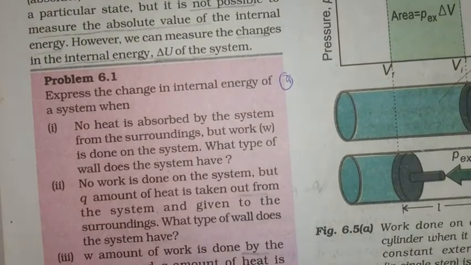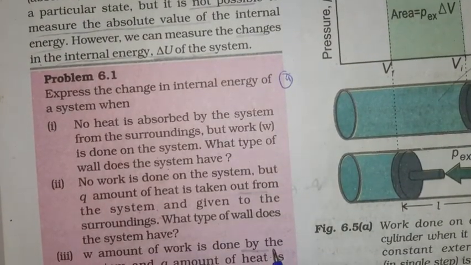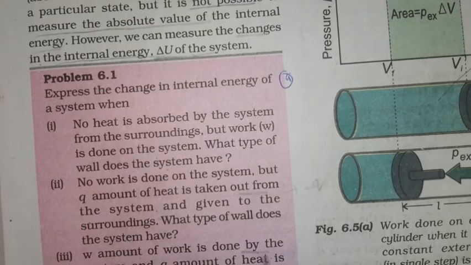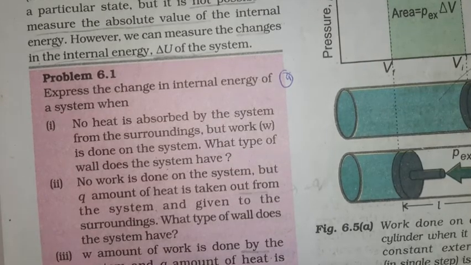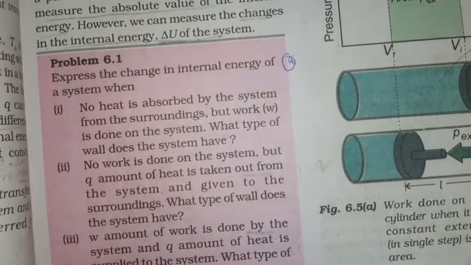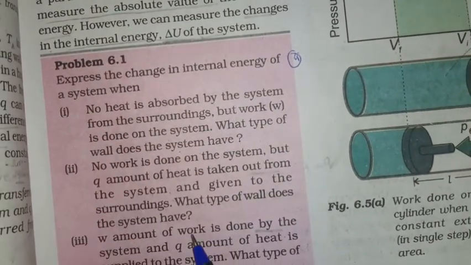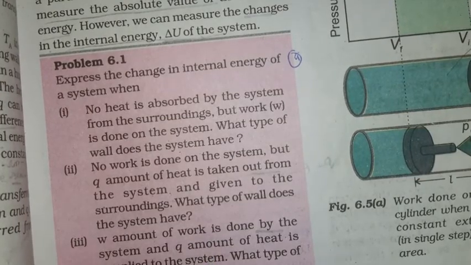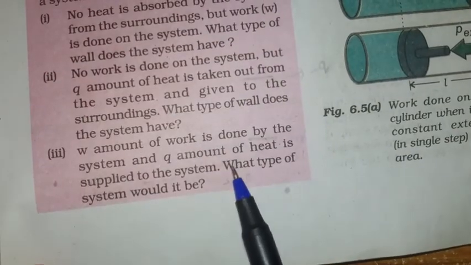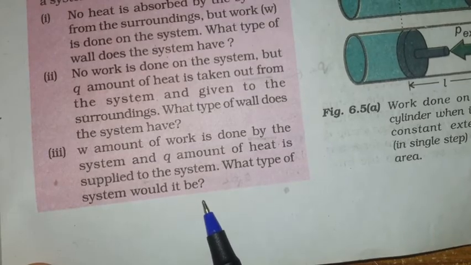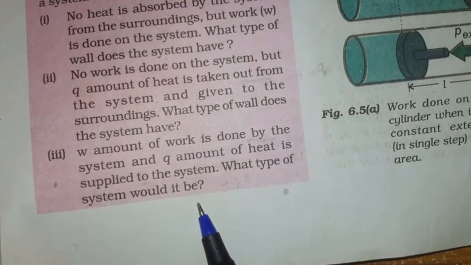Next, if you see the third one, what is given? W amount of work is done by the system, and Q amount of heat is supplied to the system. Heat also supplied, some work also done by the system. Now what is the question there? What type of system is it? You have to again ask what type of system it is.